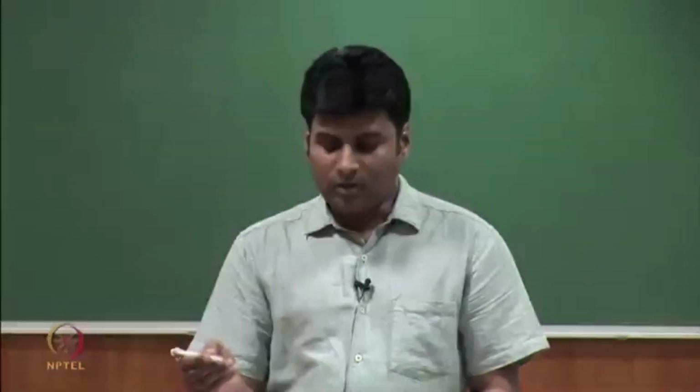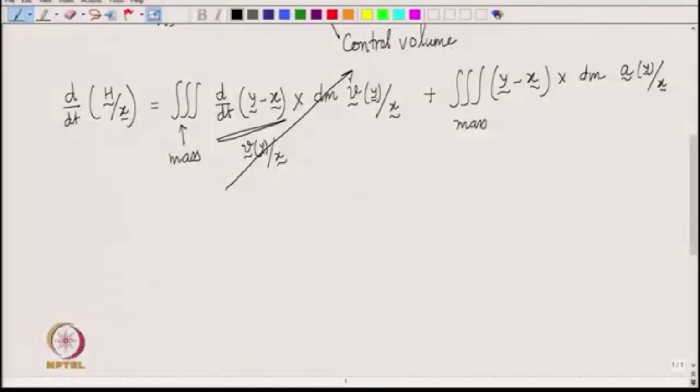Okay, now, the first term is gone. So, we have to now look at the second term, and now we can switch back to the volume integral. From mass integral, we can switch back to volume integral, because time derivative is already inside. Okay. So, I will write this as triple integral over the volume of the cuboid, then y minus x cross product, and then dm becomes rho dv, right.